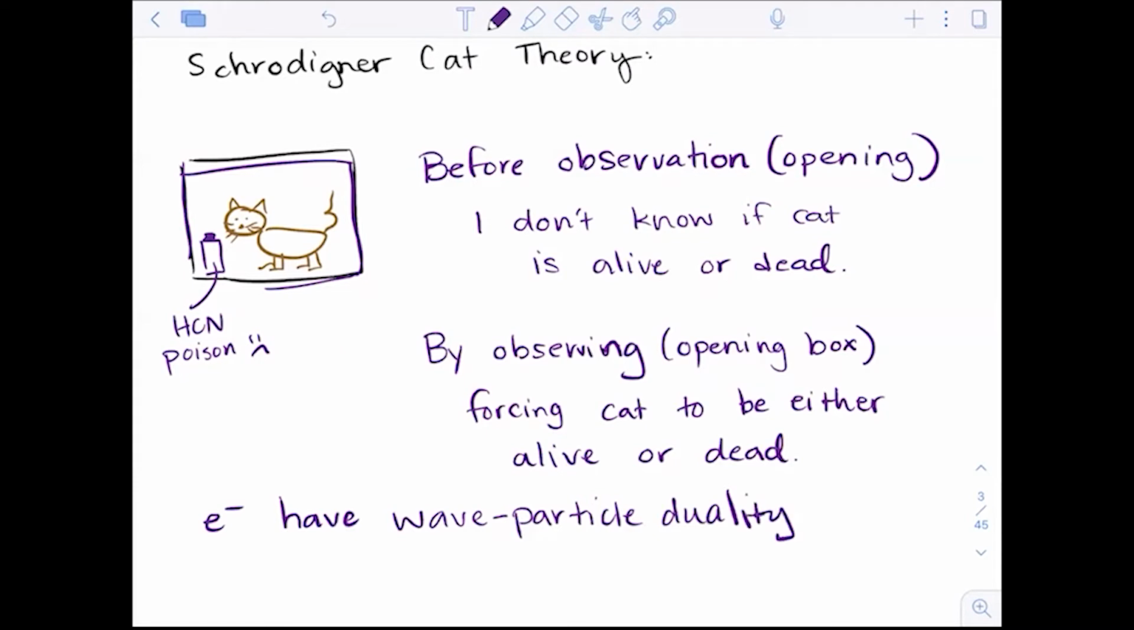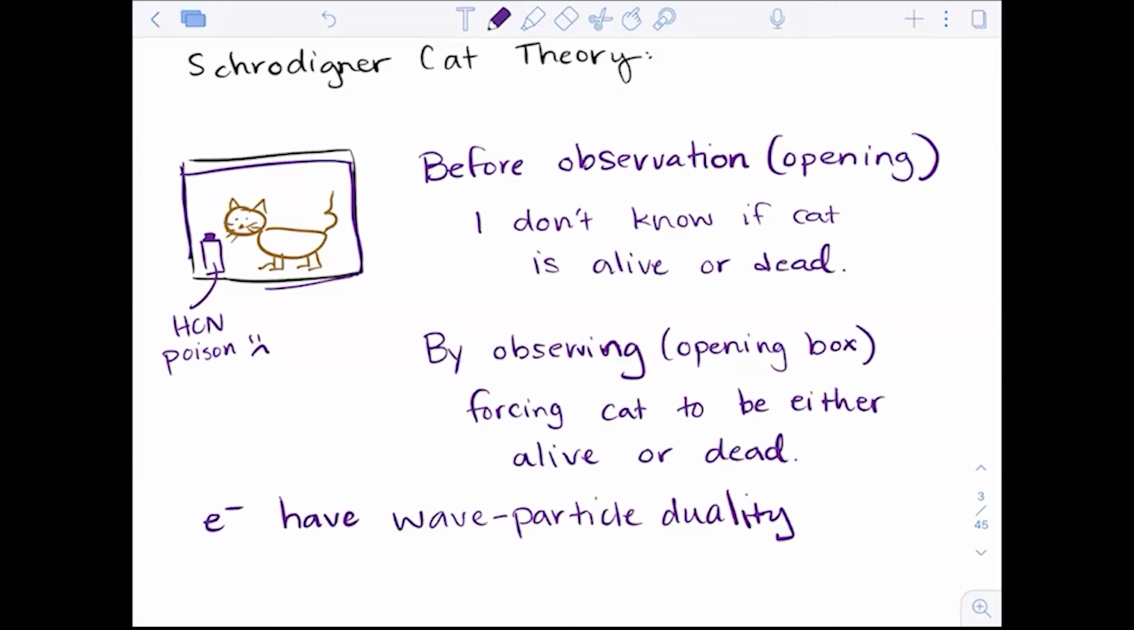So the cat had the duality of being both alive or dead. And by opening the box, we forced it to be either alive or dead. It can't be both when we observe it. And the same thing goes for the electrons. The electrons have this wave-particle duality, this nature that is so difficult to understand. We try to observe it, but when we do, we force it to either act like waves or to act like a particle. And that's the problem with experimentation. We don't know how to observe both of these at the same time.